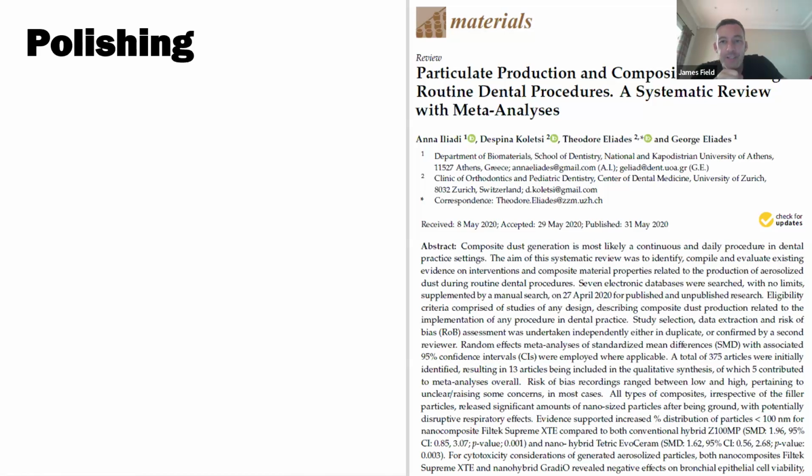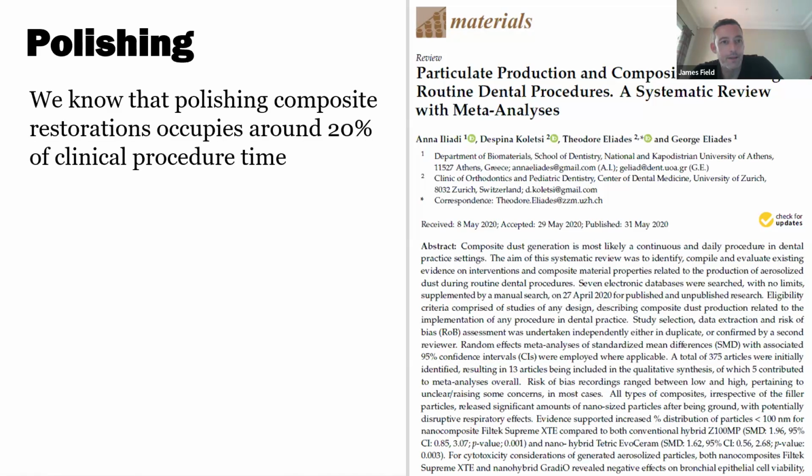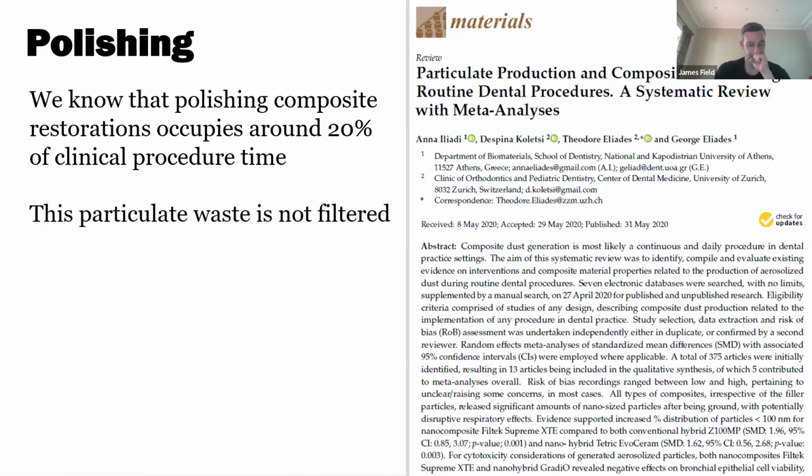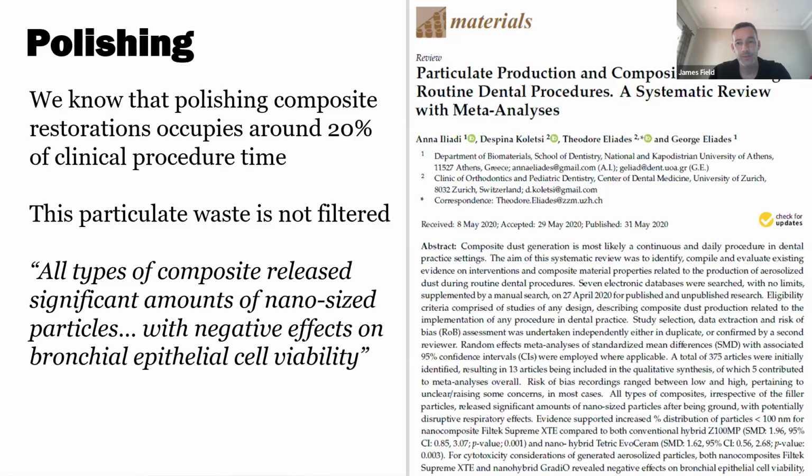But the bigger problem now is actually in composite particulate and dust. You can see some of these systematic reviews and meta-analyses here around the generation of dust as composites are polished. Some of the work from Dentsply from a long time ago shows that polishing of composites occupies around a fifth of the clinical procedure time. But if you try and equate that to how much particulate waste that's producing, then that's quite significant. When you think in dentistry, that particulate waste isn't filtered, it goes straight into the water course, then that's really quite important to understand.